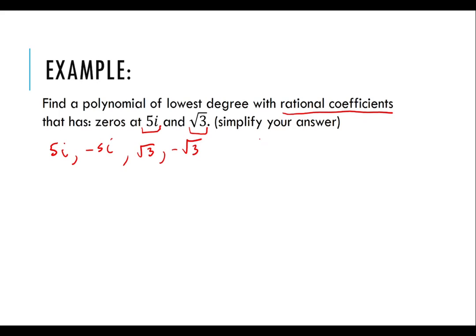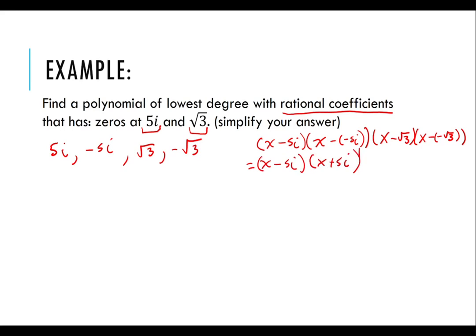And so to make this polynomial, that is x minus 5i times x minus minus 5i times x minus root 3 times x minus minus root 3. Then we can multiply these things out to simplify. x minus 5i times x plus 5i, clean that up. This is a difference of squares, so when I multiply it will be easy. And then also x minus root 3 times x plus root 3. This is also a difference of squares.